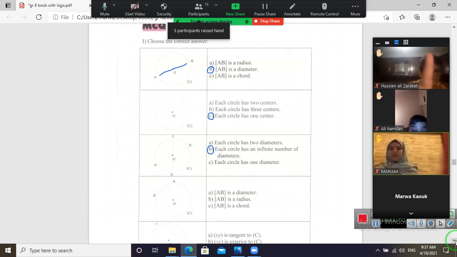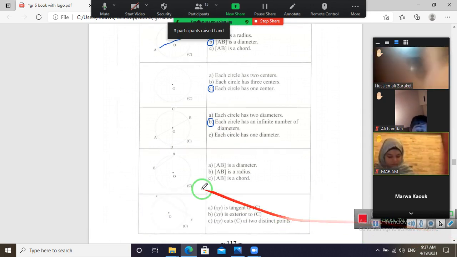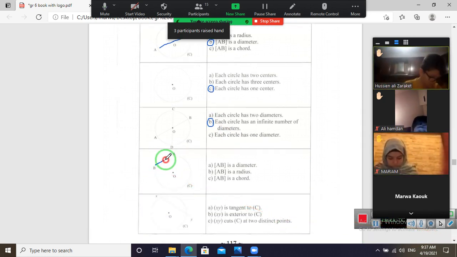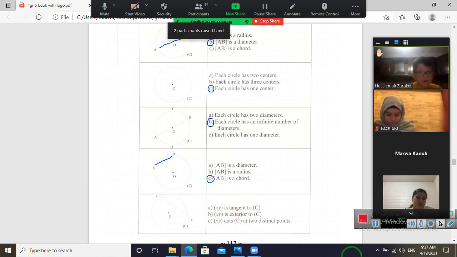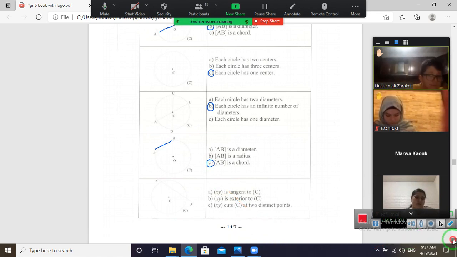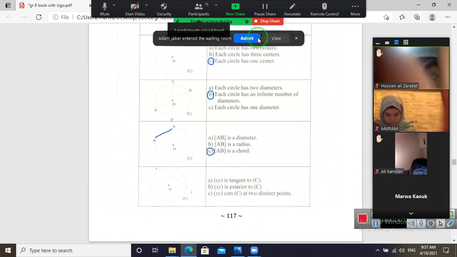Zara, the fourth one: AB is a diameter, radius, or chord? AB is a chord, very good. It has two points on the circle. The last one, no need for justification.